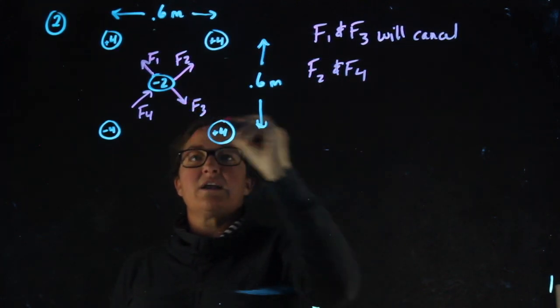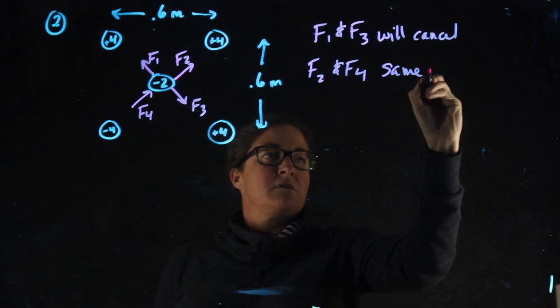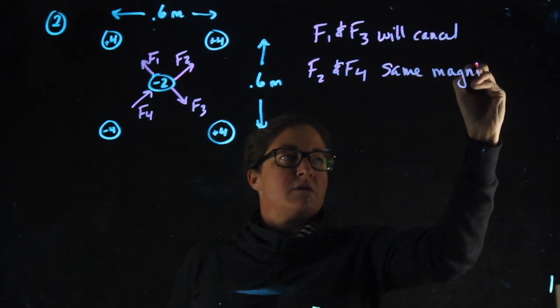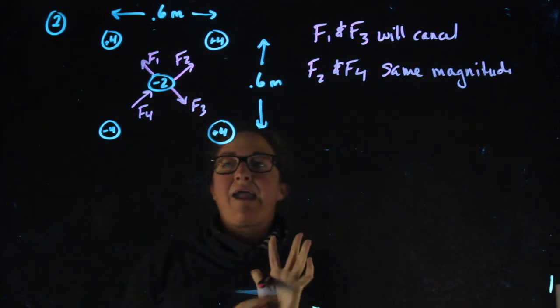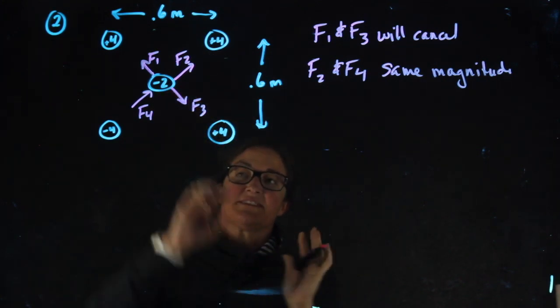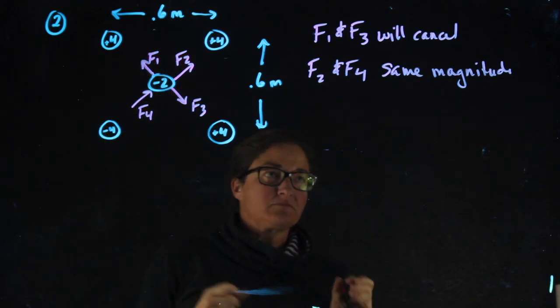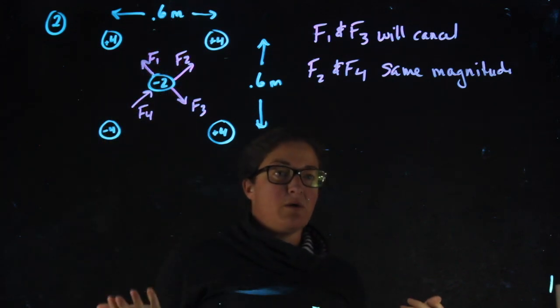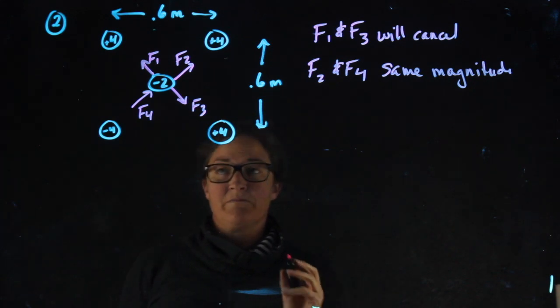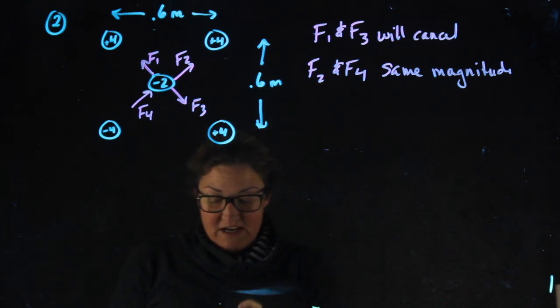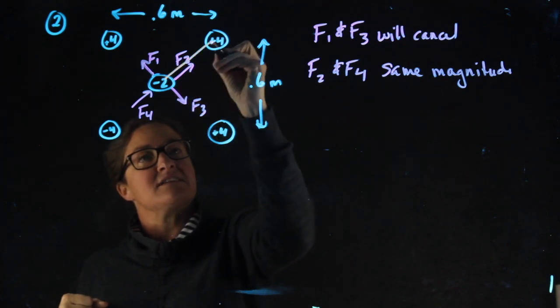F2 and F4 are going to be the same magnitude, because they're both between a charge of 2 and 4, and they're both the same distance apart. So if I find one of those, I then know both of them. They're going to go in the same direction, allowing me to add the two. So what I need to find here is this distance.